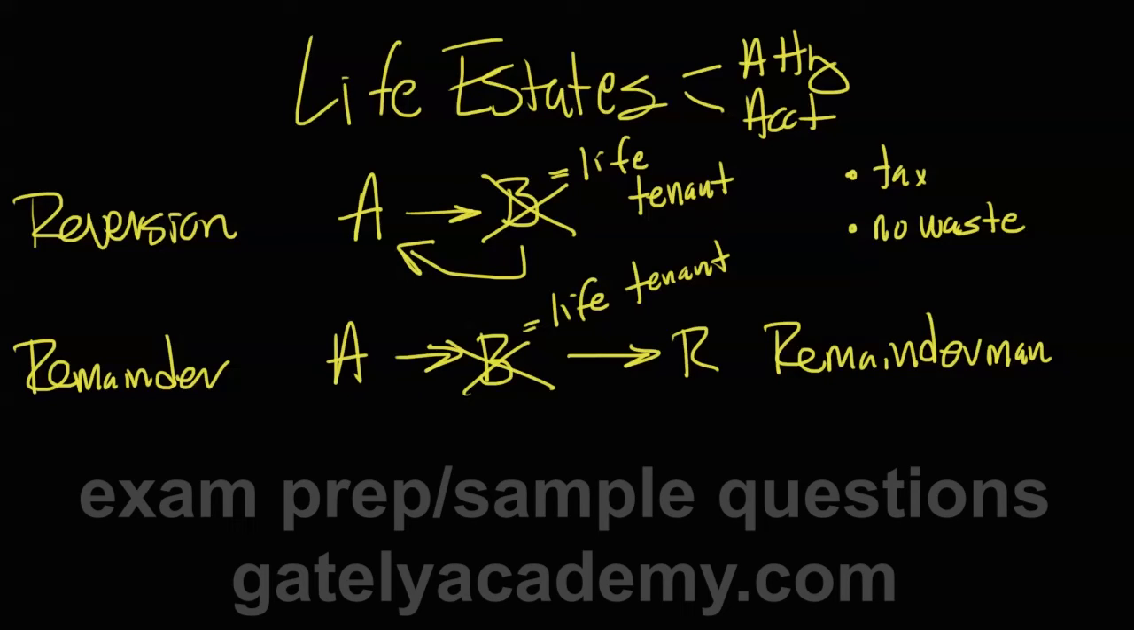And they're going to be known as the remainder man. They would have been named by person A in the beginning. So this person doesn't come along out of the blue. They're set up by person A in the beginning.